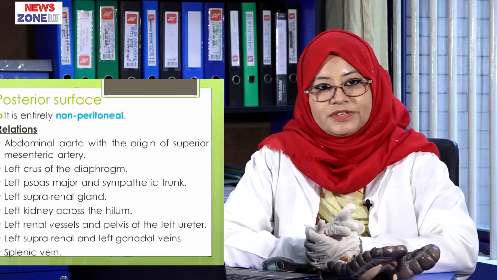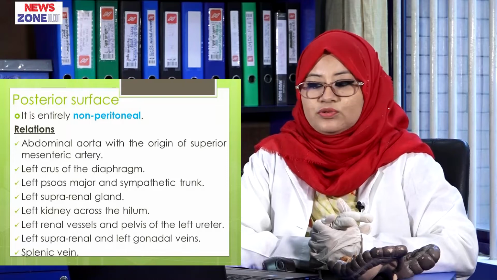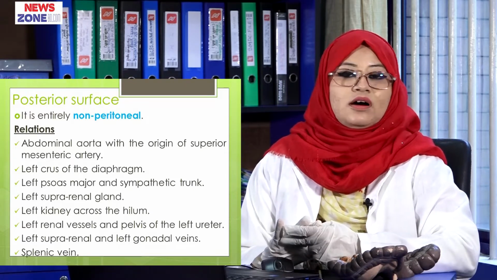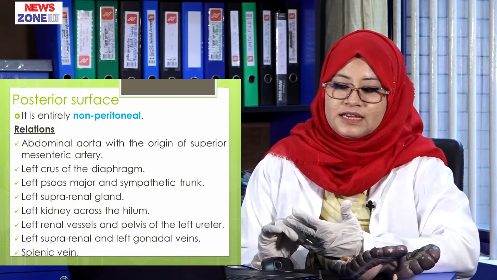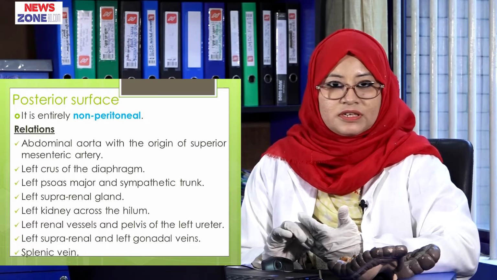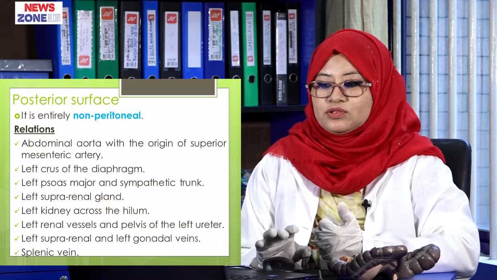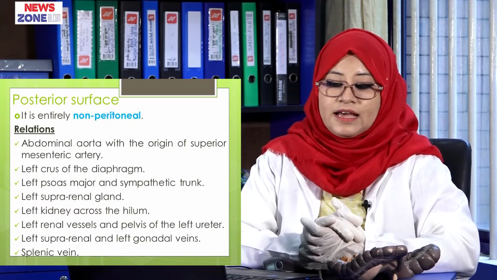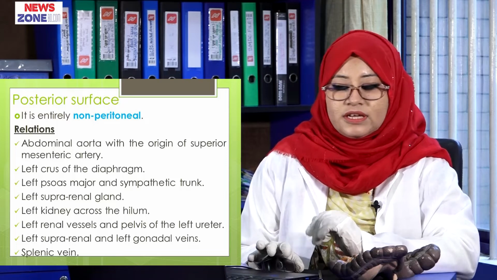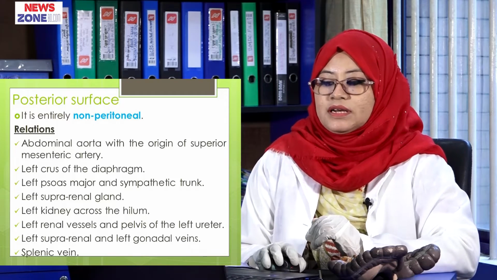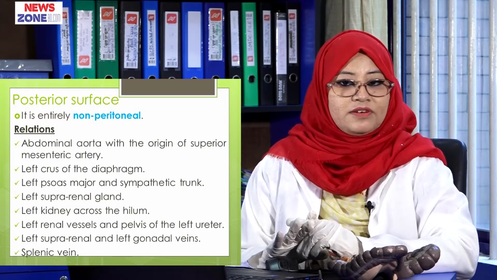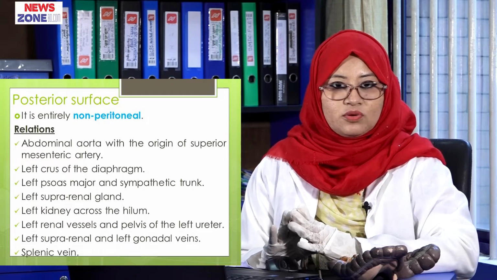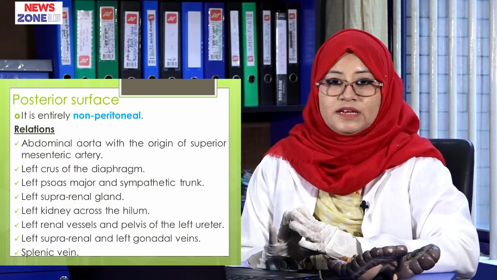Now posterior surface. It is entirely non-peritoneal and related with abdominal aorta with the origin of superior mesenteric artery, left crus of the diaphragm, left psoas major muscle and sympathetic trunk, left suprarenal gland, left kidney across the hilum, left renal vessels and pelvis of the left ureter, left suprarenal and left gonadal veins and splenic vein.